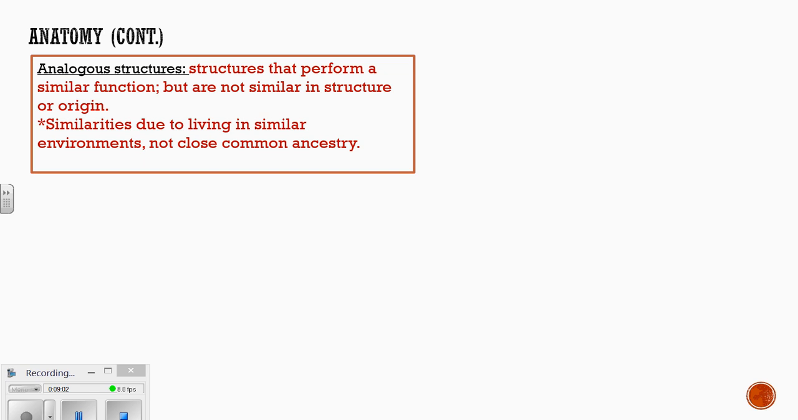Okay, anatomy continued. Let's talk about analogous structures. These are structures that perform a similar function but are not similar in structure or origin. But instead, the similarities of two organisms' analogous structures are due to the organisms living in similar environments. It is not an indicator of close common ancestry.